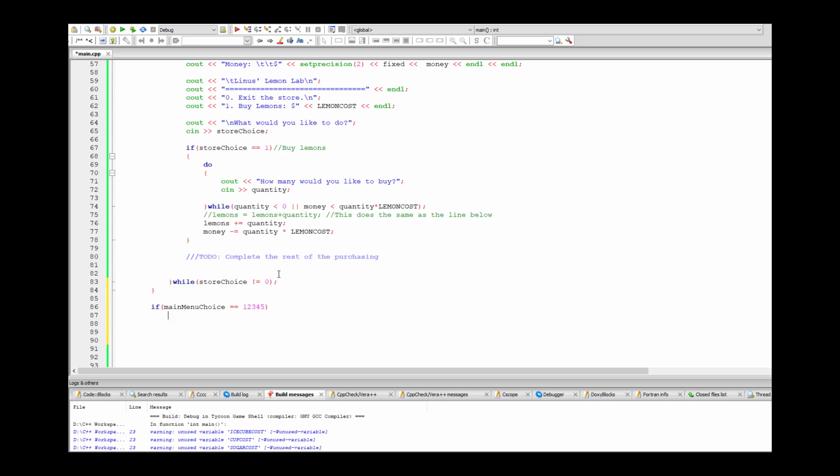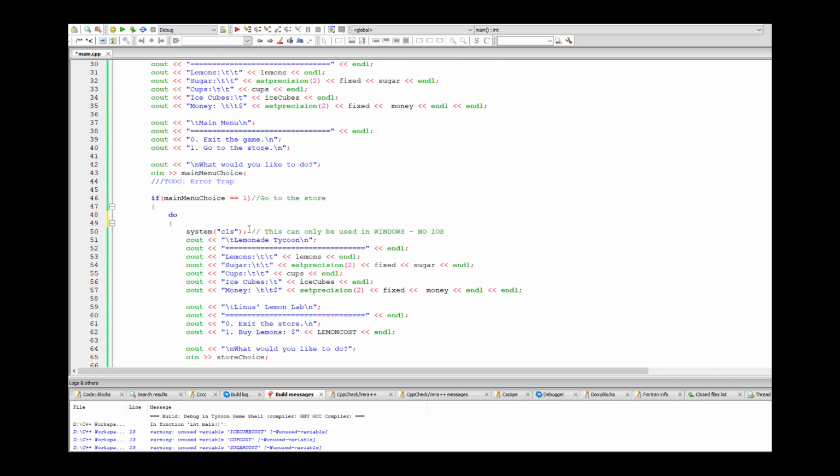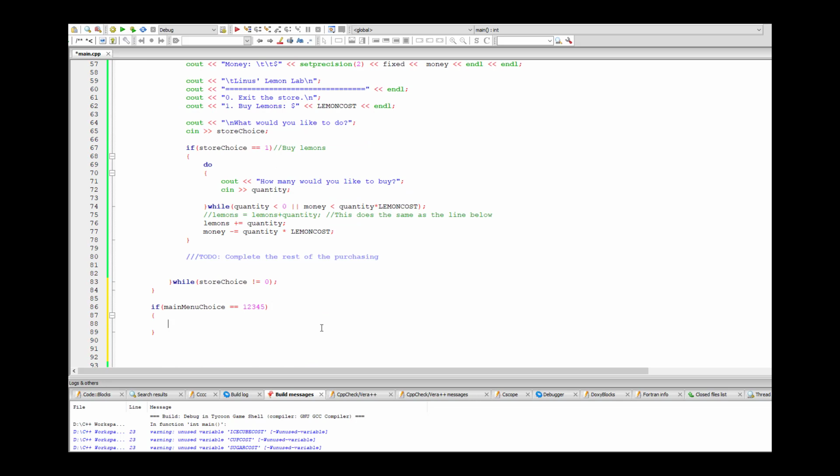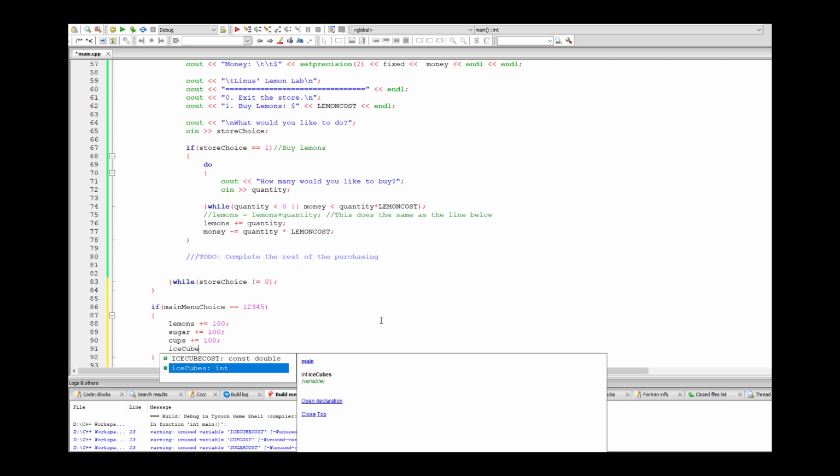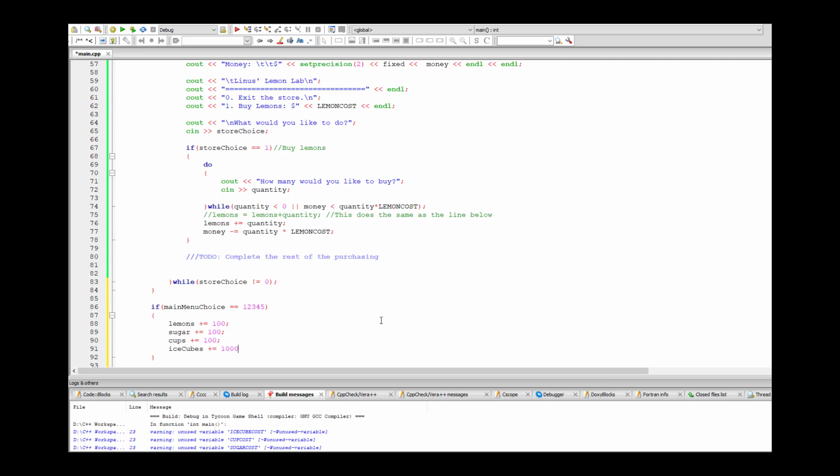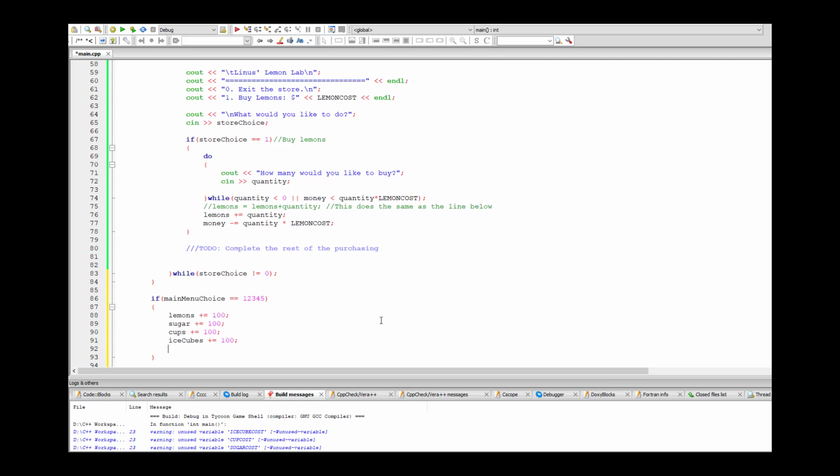Okay, just something simple like that. And what we are going to do is, this will not actually be listed in the main menu at all. But what it will do is we will say lemons plus equals 100, sugar plus equals 100, cups plus equals 100, ice cubes plus equals 100. Okay, and we'll say money plus equals, let's give ourselves $100 as well.